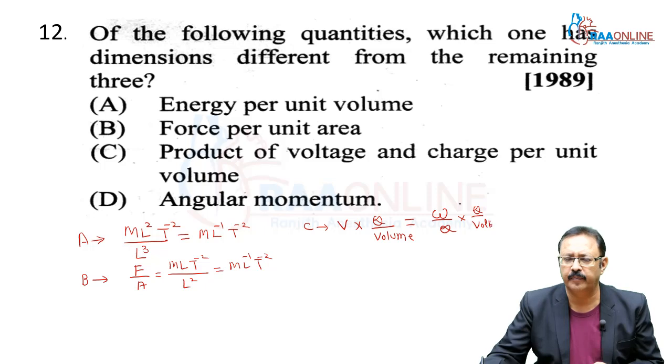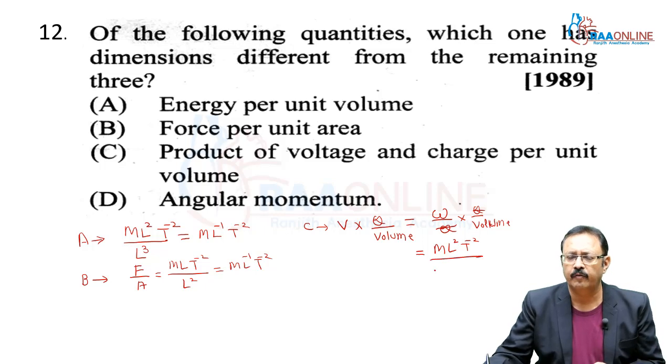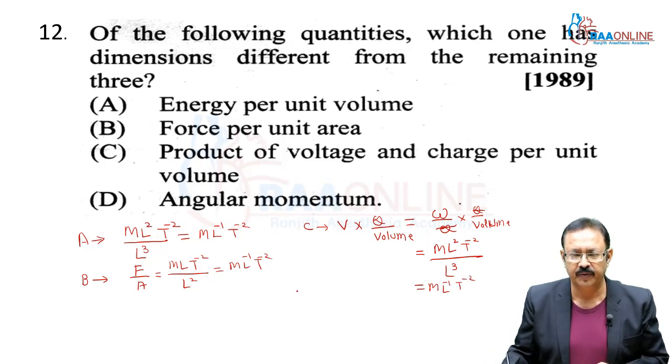Volume. Cancel Q with Q. Work means ML2 T minus 2. Volume means L cube. Again I am getting the same, ML minus 1 T minus 2.